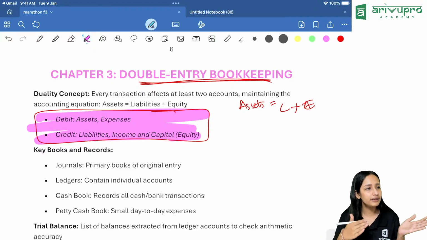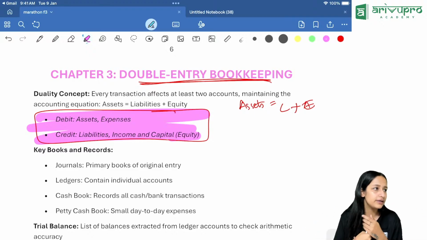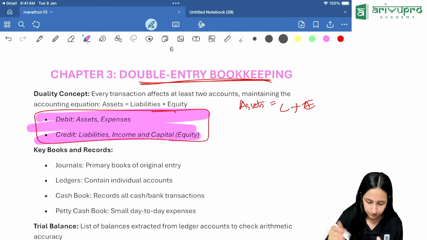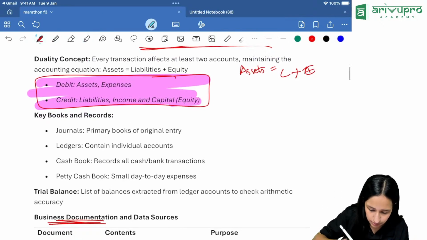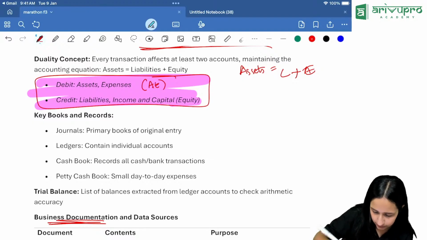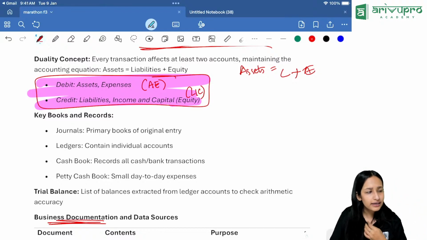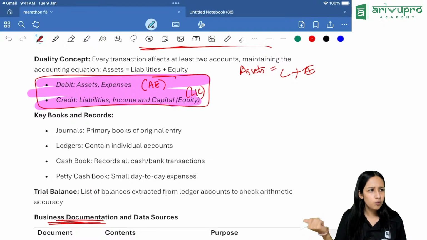We have debit: assets and expenses. We have credit: liability, income and capital. Capital is also known as equity. Got it? So just remember debit AE, credit LIC. This is how I remembered when I was studying, and it was very helpful for me because I didn't like journals. I wasn't a journal person as such. But once I started learning it in this way, I was like, huh, what journals? So simple is what I thought.